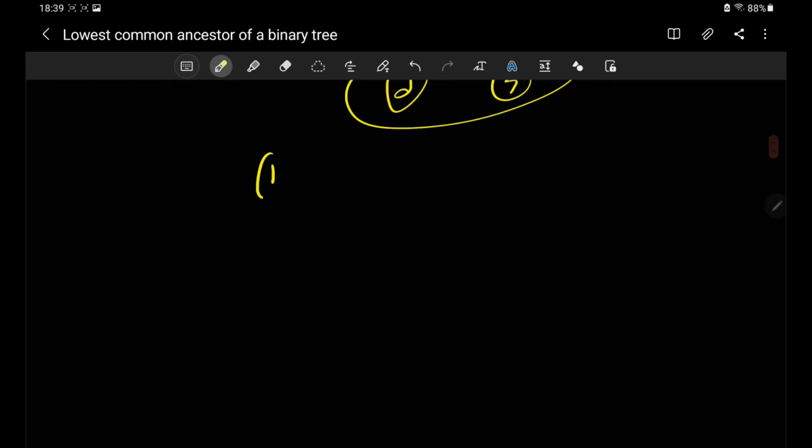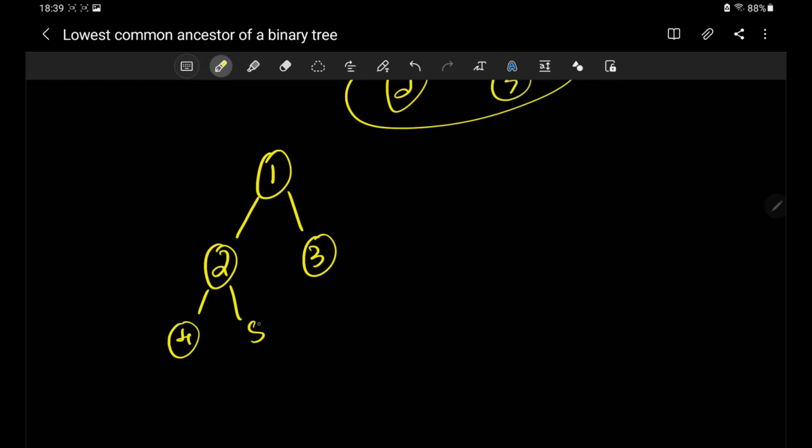If I'm given a tree like this, 1, 2, 3, 4, 5, what is the basic approach? I see that the lowest common ancestor is the one from which you can reach both the nodes P and Q. So in this example we'll have P and Q as these two nodes.